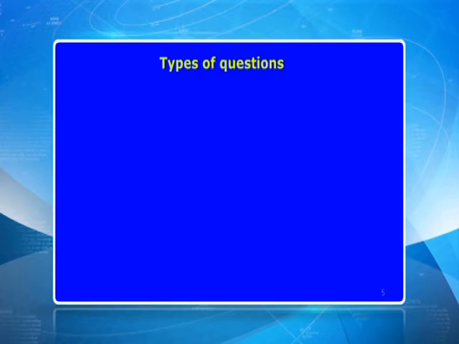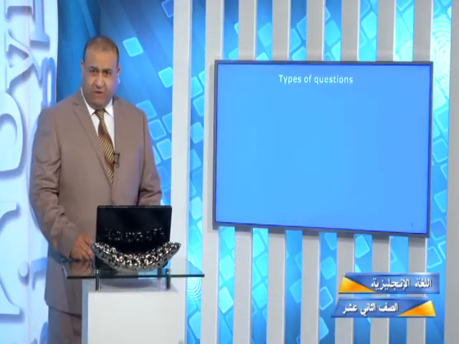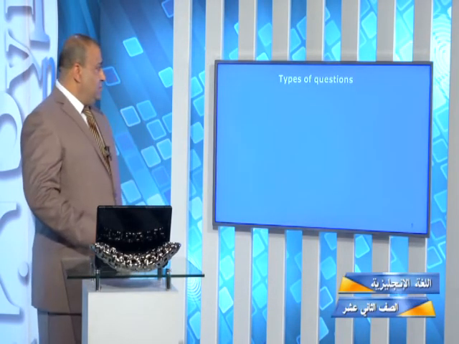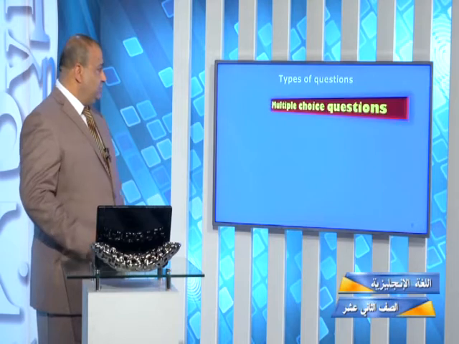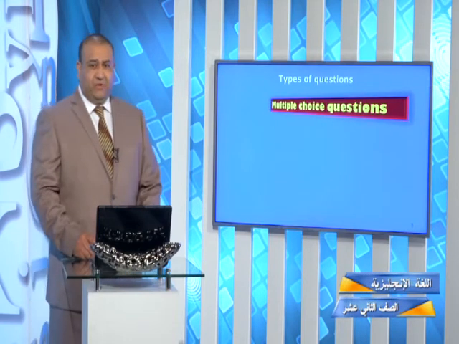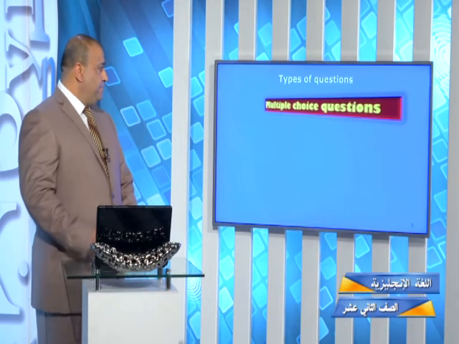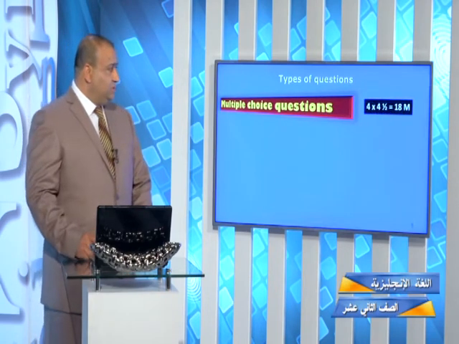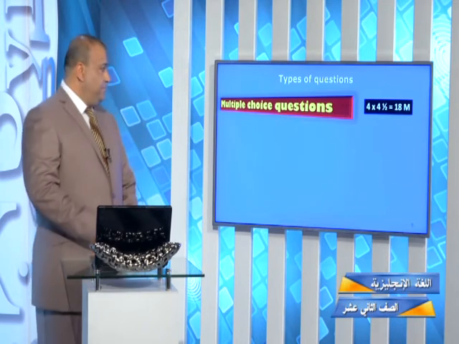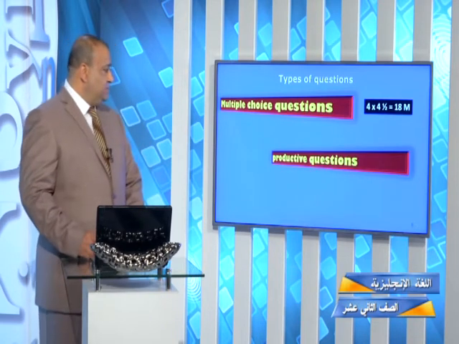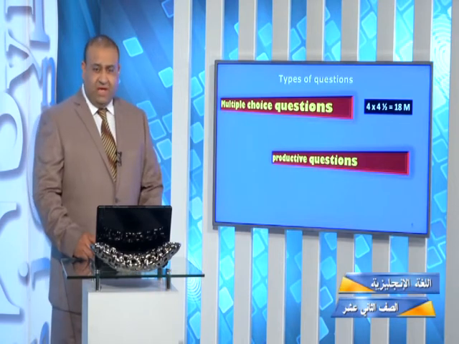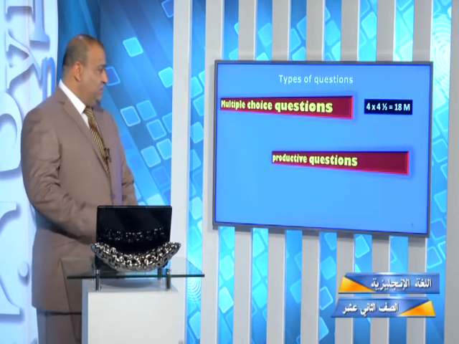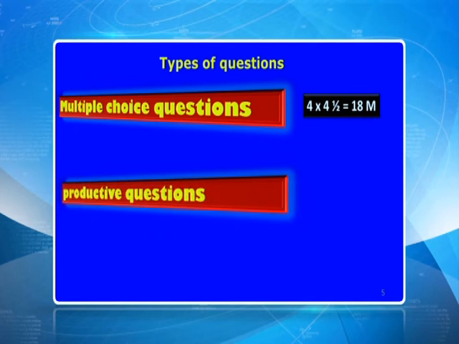Let's have an idea about the types of questions that you will encounter in your exams. You will sit for two types of questions. The first one is called multiple choice questions. These questions will be allotted 18 marks. And the second type is productive questions, or as it is said in English, open-ended questions. They will be allotted 12 marks.